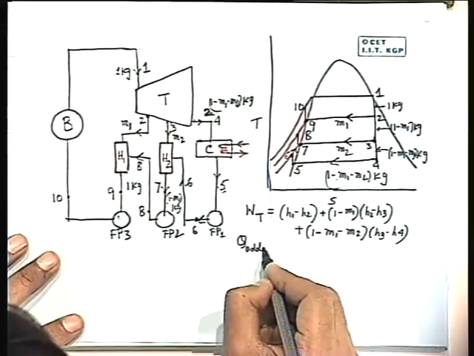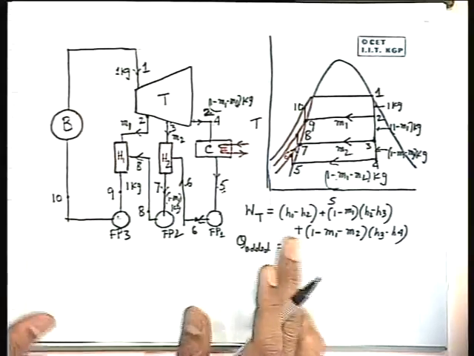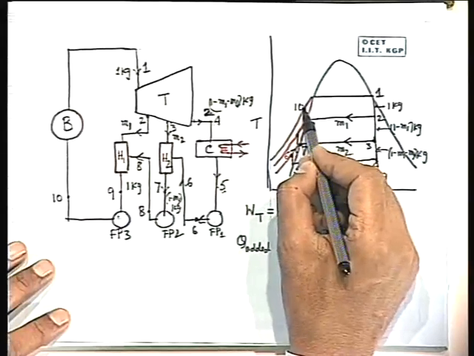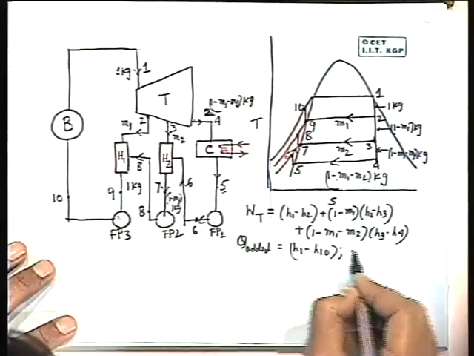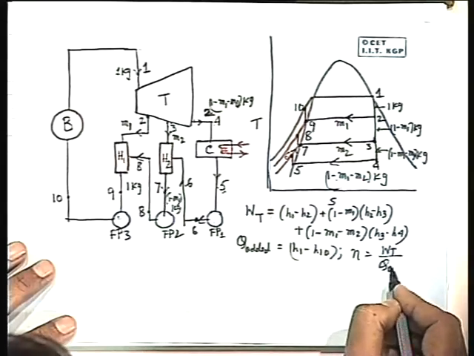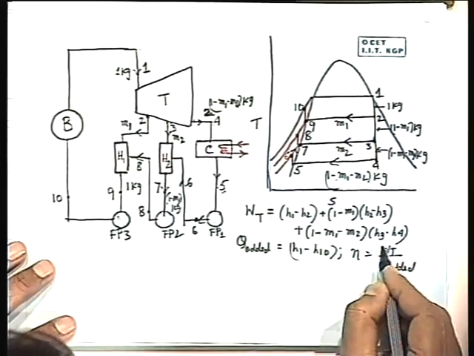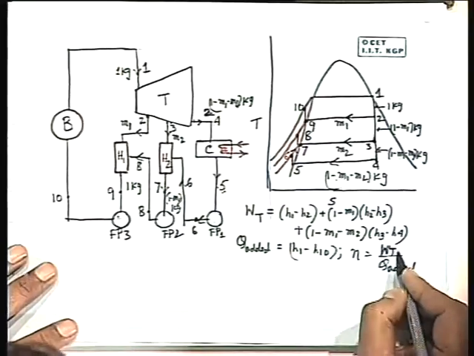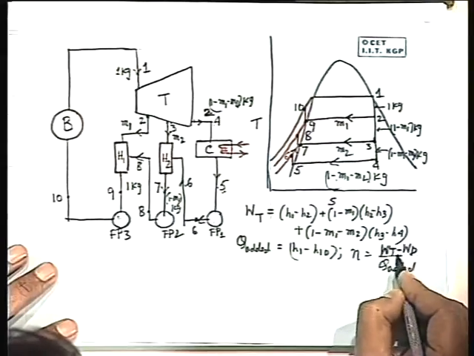What is the heat added? Heat added from the outside source. Because this is 1 kg, again it is 1 kg, that means H1 minus H10. So you can find out WT by Q added. You can find out many things from this. So this is the analysis. Also WT minus WP. You are very, very correct.